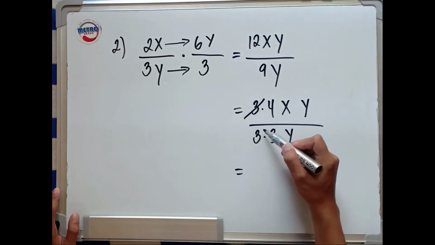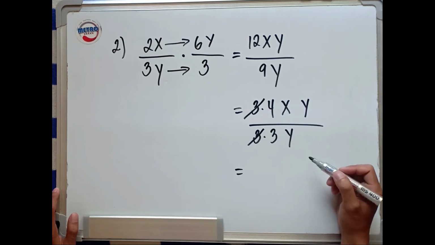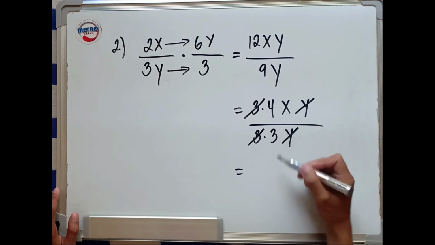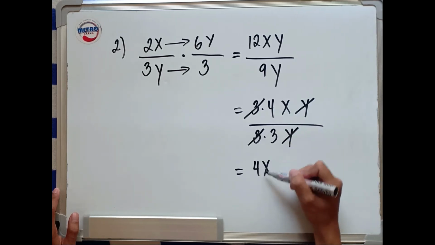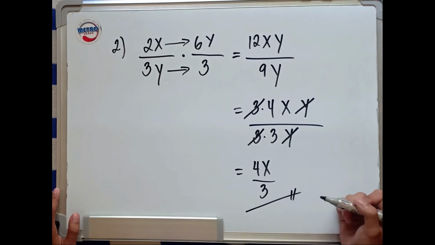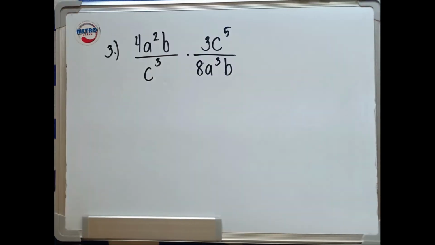If you notice, they have a common number 3. So we can cancel this number. And also, they have a common variable y. So we can cancel this y. Then copy the rest. 4x over 3. This will be the answer for item number 2. Let's have example number 3.